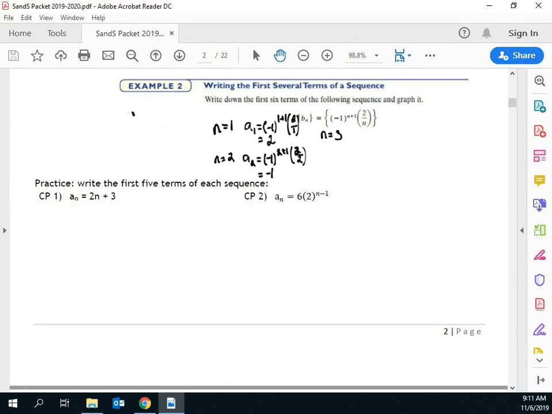So we have n equals 3 is the next one. So a sub 3. Negative 1 raised to the 3 plus 1, 2 over 3. 3 plus 1 now gives you 4. What's negative 1 raised to the 4th power? Positive 1. Times 2/3. Does 2/3 reduce at all? And so there you go. What do you notice is happening to the signs of our answers?